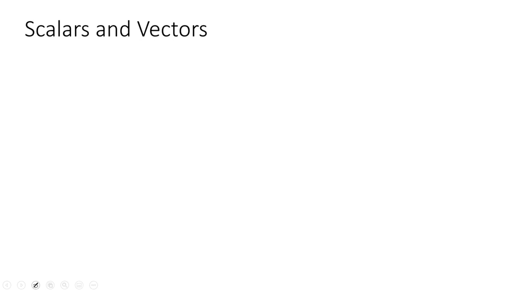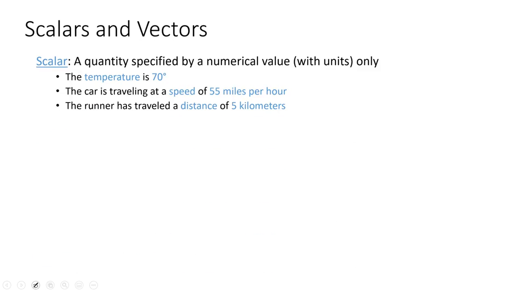Okay, and so then actually this is the last topic in chapter 1, and then we'll be ready to dive into some real physics. So last topic in dealing with quantities in physics is talking about scalars and vectors. So a scalar is a quantity that is just specified by a number, a quantity, it has units, and nothing else. So examples, temperature is a scalar, so 70 degrees Fahrenheit, 70 degrees Celsius, that would be hot, and so it's a scalar. Or we could say the car is traveling at a speed of 55 miles per hour. That's also a scalar. The runner has traveled a distance of 5 kilometers, also a scalar.